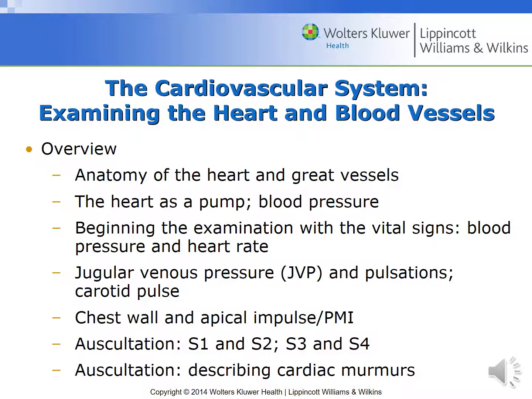So when you think about the cardiovascular system, to really break it down to an elementary level, there are two potential problems that you can have. You can either have a pump problem or you can have an electrical problem. We know that when you begin the exam, you always want to start with vital signs. This also includes JVP and pulsations at the carotid pulse, looking at the chest wall and apical impulse, also known as the PMI. When you auscultate, you're listening for S1 and S2 sounds, and then for some, S3 and S4. And you're also looking for any cardiac murmurs.